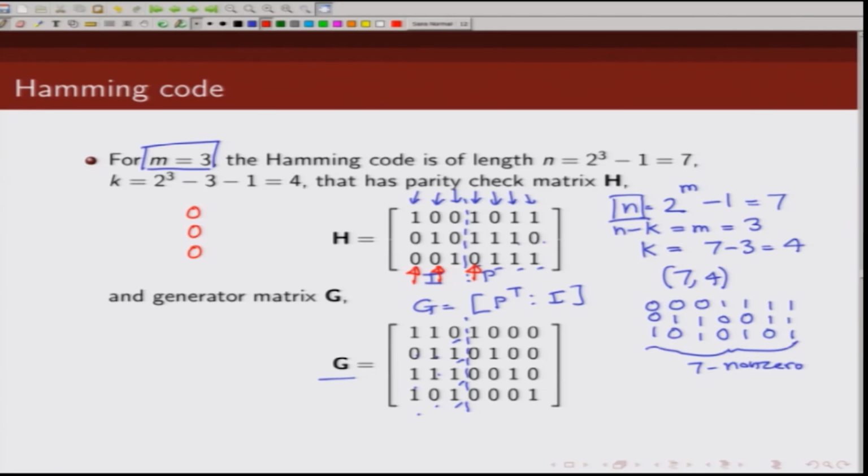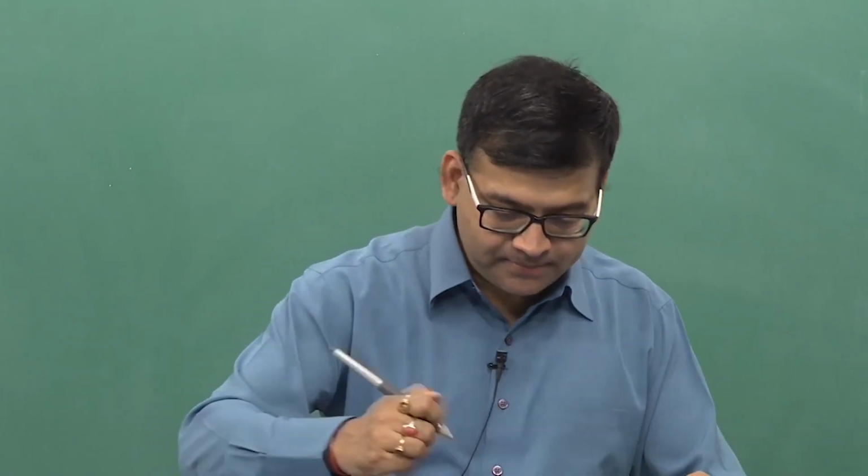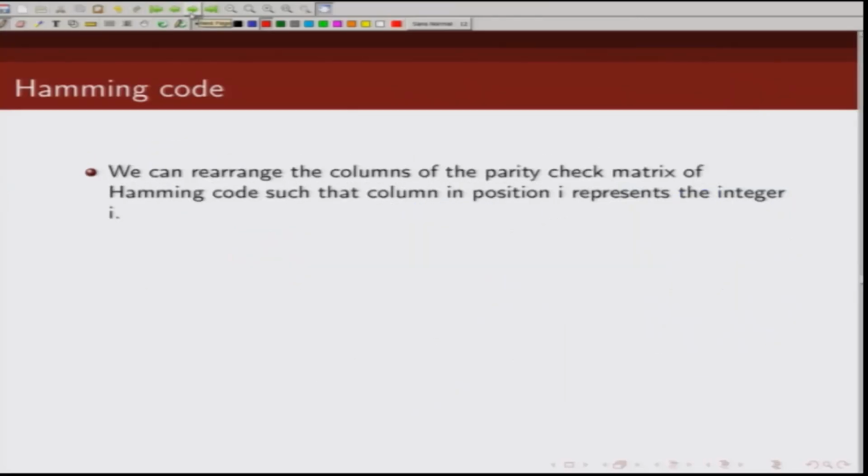If the minimum distance of this code is 3, what is the error correcting capability of this code? It is floor of (d minus 1) by 2, and this comes out to be 1. So, Hamming code can correct a single error. So, let us see how we can use Hamming codes to correct a single error. So, first thing we will do is, we will rearrange the columns of the parity check matrix of Hamming code such that the column in position i represents integer i.